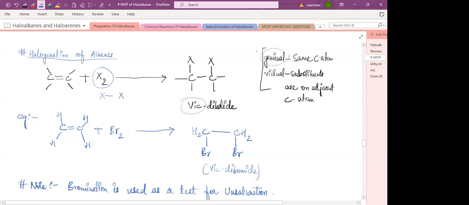Now another word is there, which is geminal. Geminal is used for a substituent when that substituent is on the same carbon atom. Suppose it is this carbon. So if the two halogen groups are attached to the same carbon atom, then I will call it a geminal dihalide. And if the halogen groups are attached to adjacent carbon atoms, then I call it a vicinal type of dihalide. Got it?